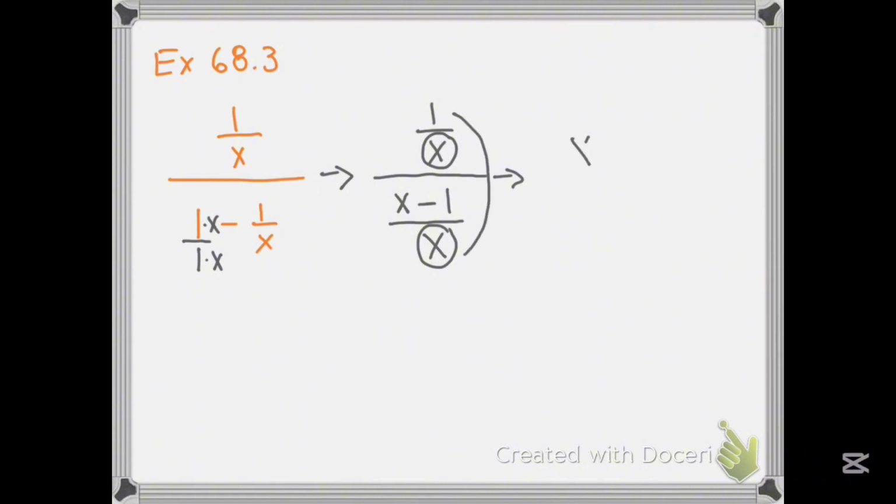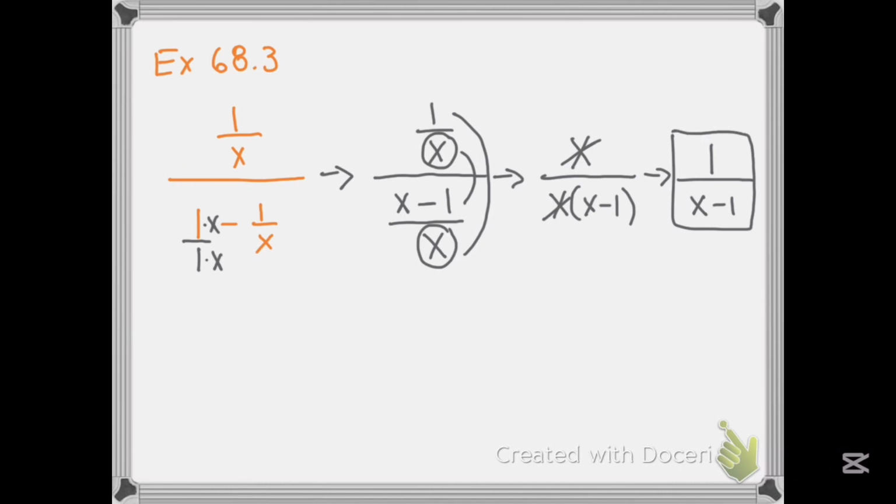1 times x is x, and then x times x minus 1. Those are the ones in the middle. Again, as I mentioned before, the x's cancel because they both are in the denominators, and the answer is going to be 1 over x minus 1. And that's it. Very, very simple.